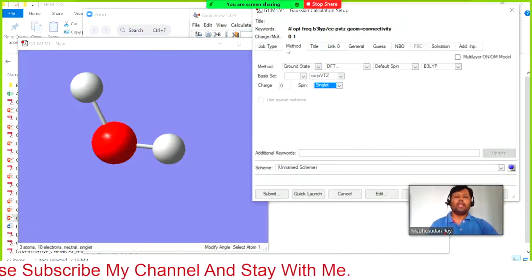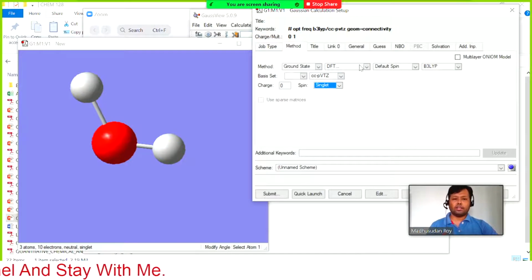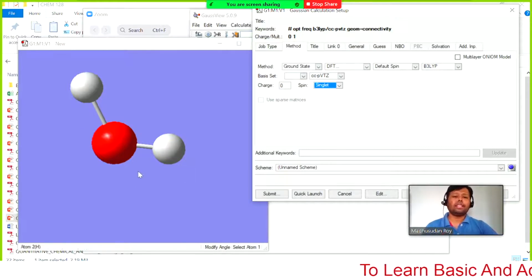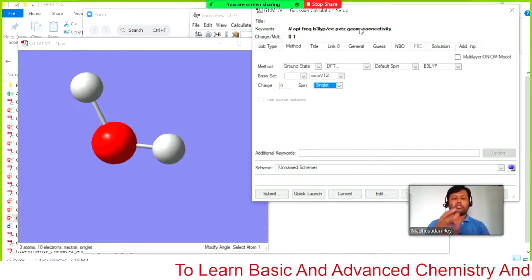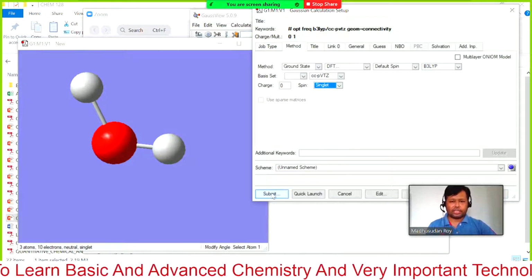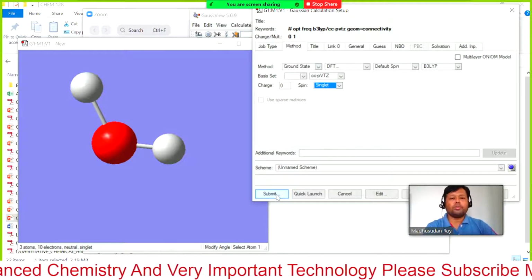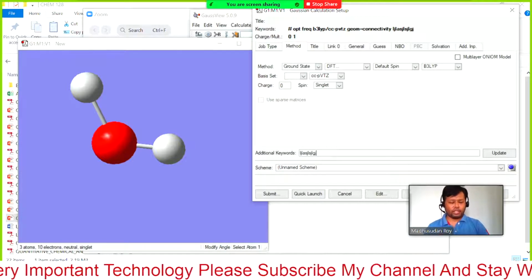So that is our initial guess, and we want to use these types of functions and keywords to optimize the structure of this molecule. So let us submit the work to the computer. Just click submit here, and if you need to perform something else, you can add different types of keywords here.